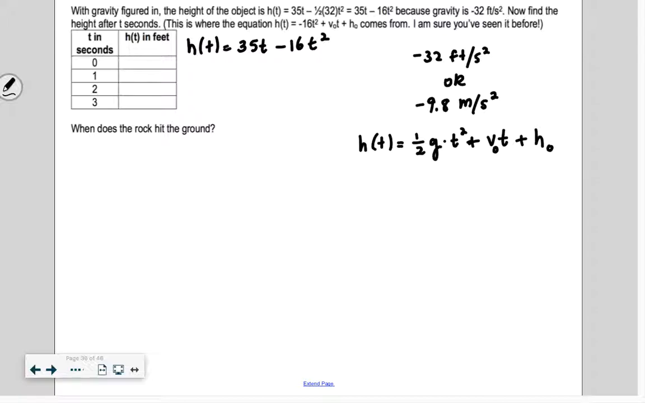You could do a table on your calculator if you want to. That's probably the easiest way to do it. So I'm going to do 35x minus 16x squared on my table, and then I go to my table and I can put in those values. I can put in 0, 1, 2, 3. How do you do the table? You do second, and do you see the graph button on the upper right? Do second table. Okay, so after 3 seconds, it says we're at negative 39 feet. What does that mean?